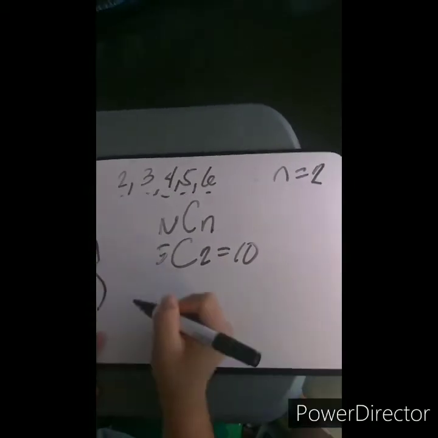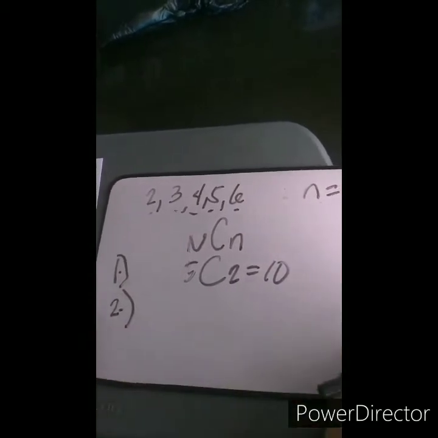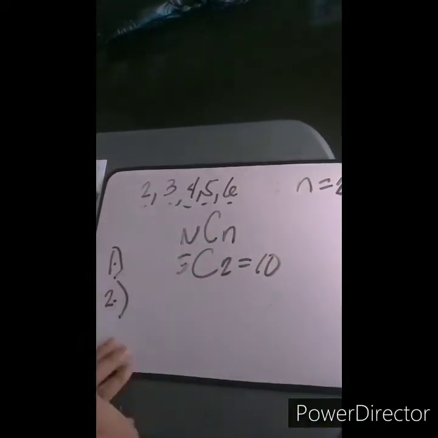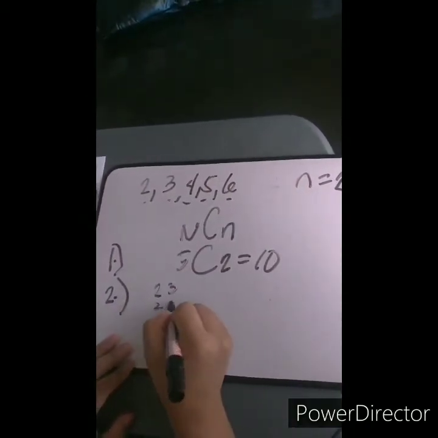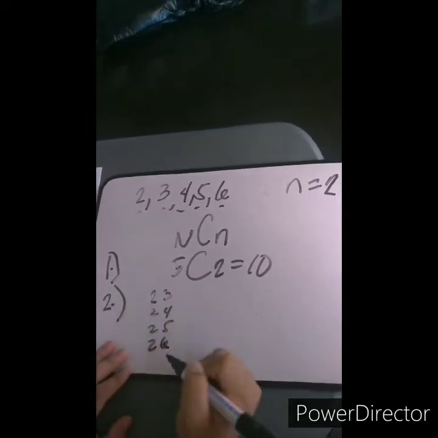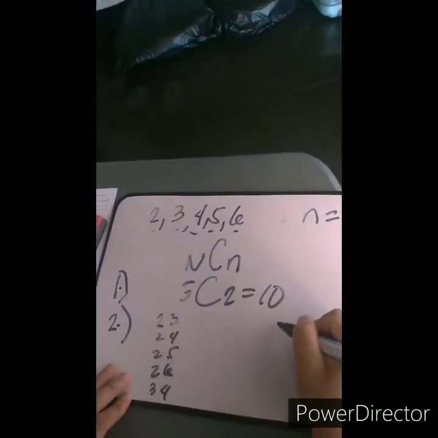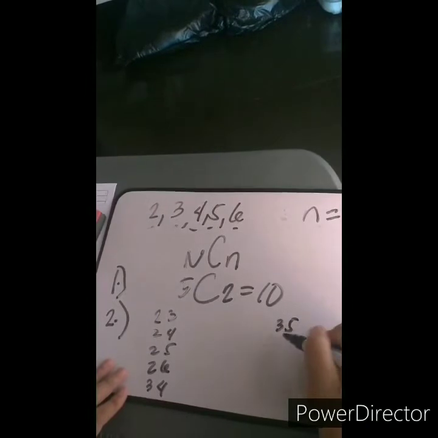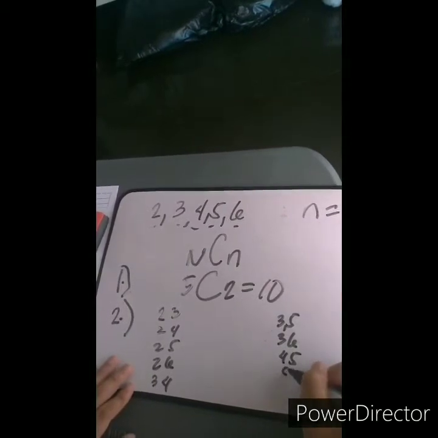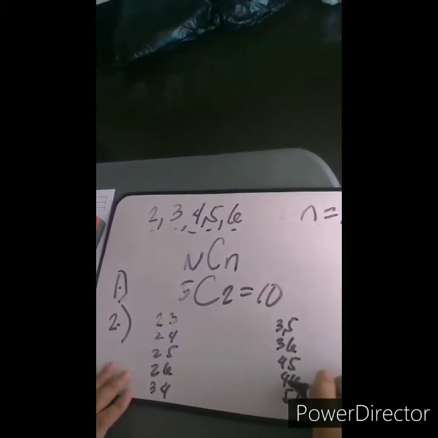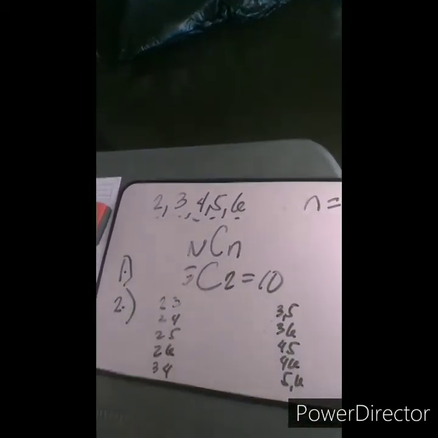Step 2, list all possible samples and compute the mean of each sample. So we have here, list all the possible outcomes. What could it be? We could have 2, 3, 2, 4, 2, 5, 2, 6. What else? We have 3, 4. Another is 3, 5. We have 3, 6. Next, 4, 5, 4, 6, 5, 6. Okay, 1, 2, 3, 4, 5. So these are the 10 possible outcomes.